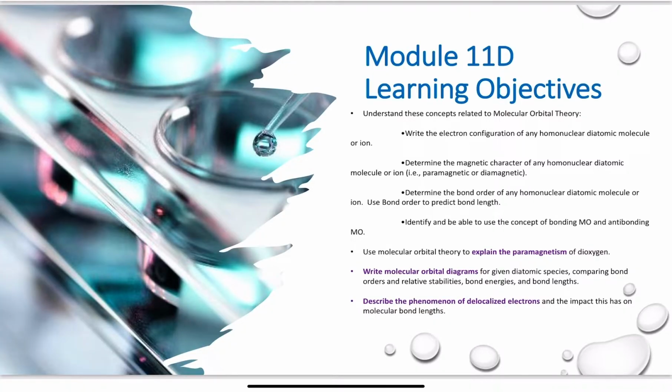Bonding are just lower in energy. Anti-bonding are higher in energy. Use MO theory to explain the paramagnetism of dioxygen. Why do we see that oxygen is paramagnetic? Write your molecular orbital diagrams for given diatomic species, comparing bond orders and relative stabilities, bond energies and bond lengths, and describe the phenomenon of delocalized electrons and how this impacts the molecule's bond lengths.